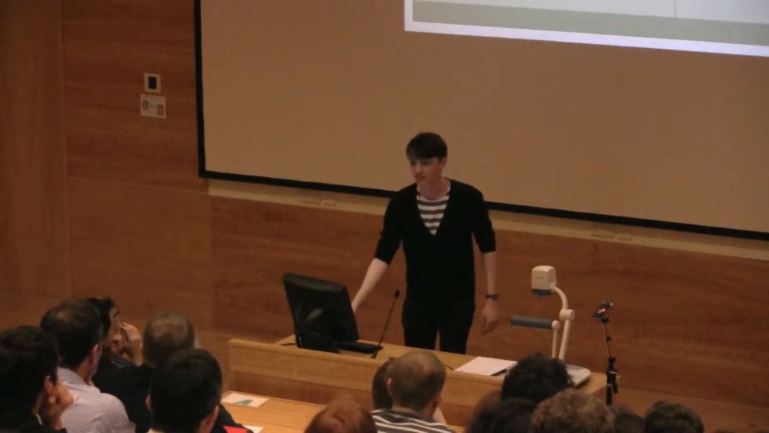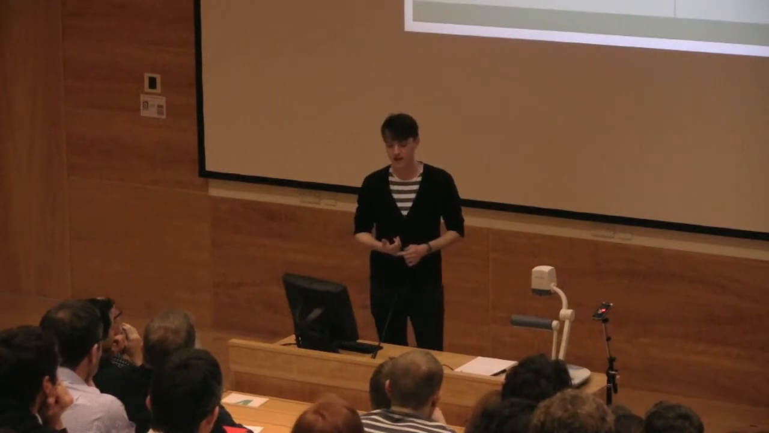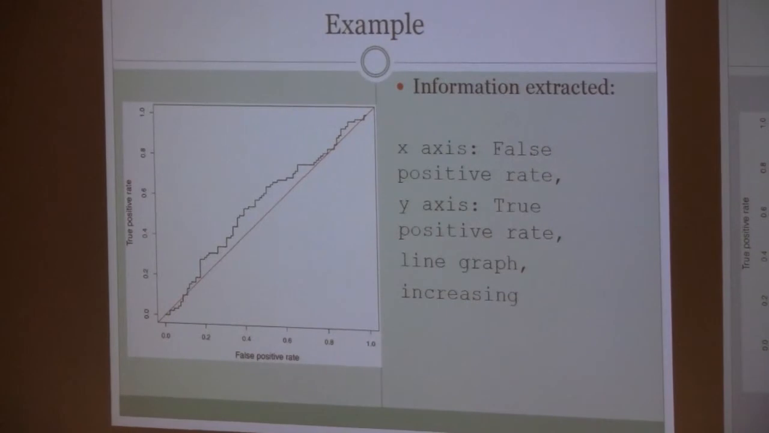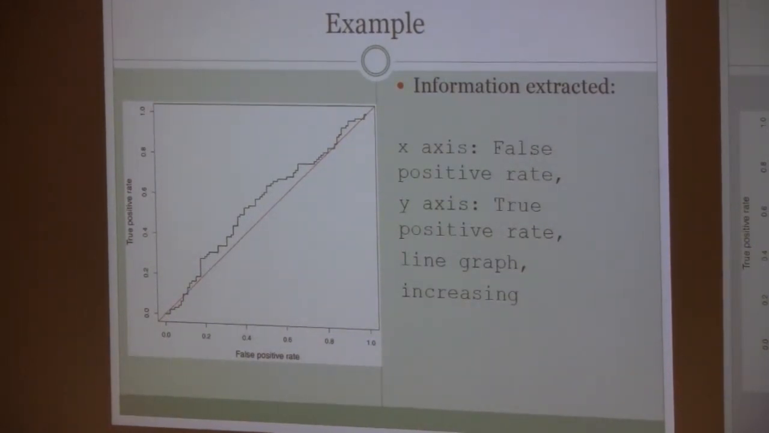So as an example of the information we were able to extract, if you take a graph such as this, we were able to extract the fact that the x-axis header was false positive rate, the y-axis header was true positive rate, there was a line graph, and that it was increasing.